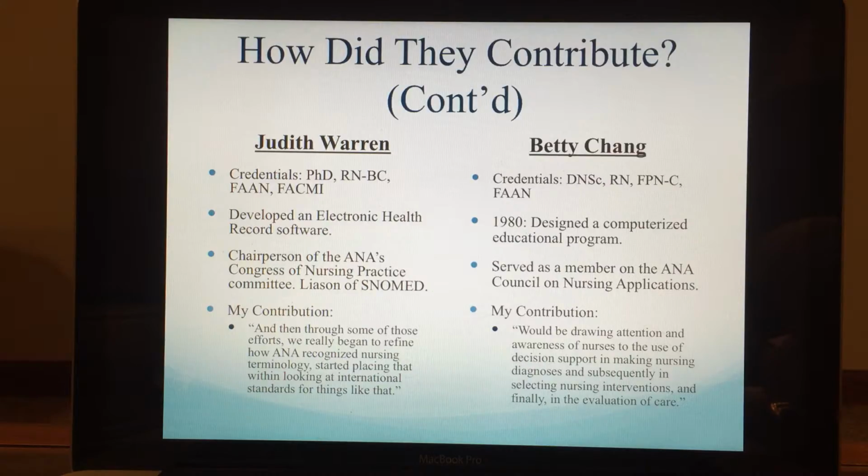Soon after, she became a liaison for SNOMED, which is a standardized multilingual clinical terminology that is used by physicians and other healthcare providers, which we use today.